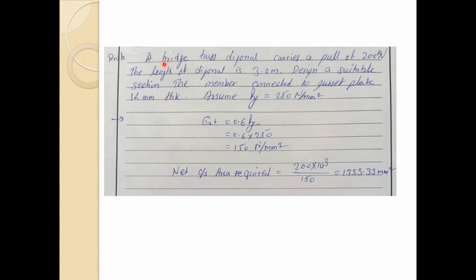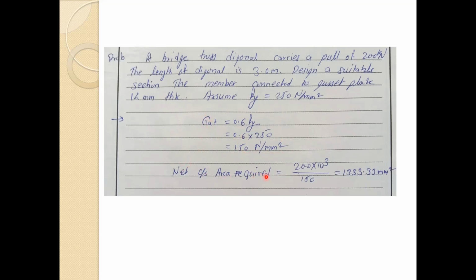Now the next problem. A bridge truss diagonal carries a pull of 200 kilonewton. The length of the diagonal is 3 meters. Design a suitable section. The member is connected to a gusset plate 14 mm thick. Assume Fy equals 250 Newton per mm square. We know that sigma t equals 0.6 Fy, so 0.6 of 250 gives 150 Newton per mm square as sigma t.